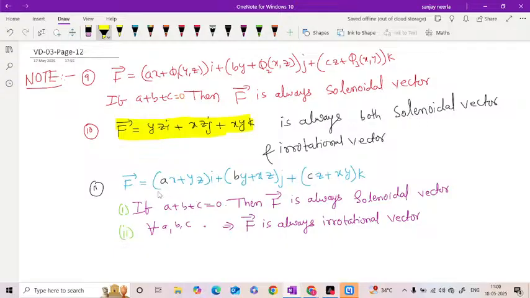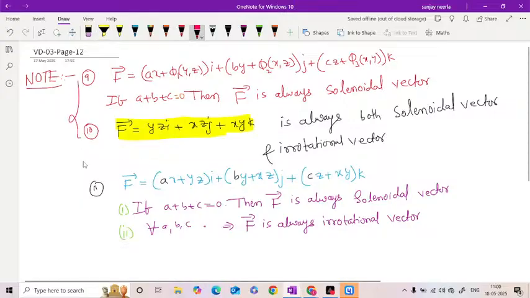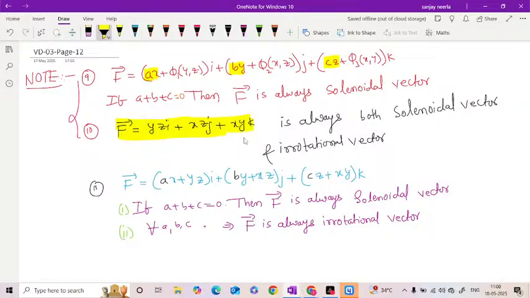Now come to the 11th problem. So the 11th problem is just a small modification, a combination of the 9th and 10th problems. Okay, in the 10th problem I am taking yz and xz and xy. Just I am adding here ax, here by plus cz. Now come to the 9th problem. In the 9th problem here I am taking ax, here by and cz. If a plus b plus c is 0, this vector is a solenoidal vector, and for any a, b, c this vector is an irrotational vector. Okay, am I clear?